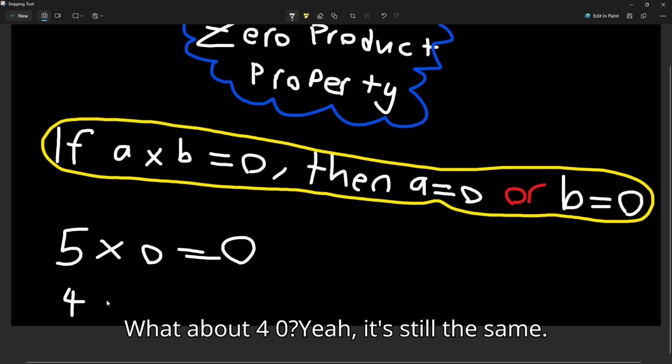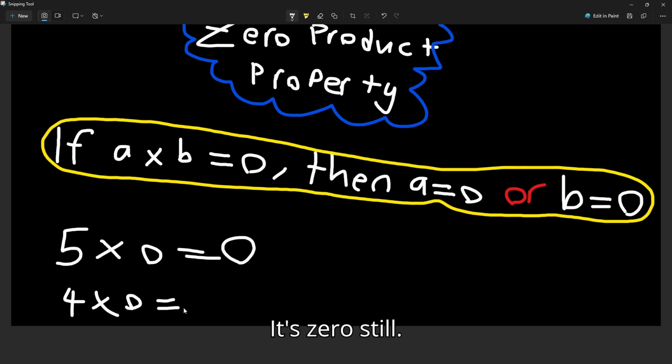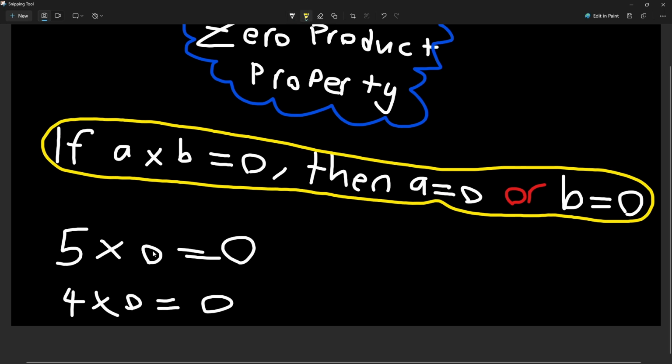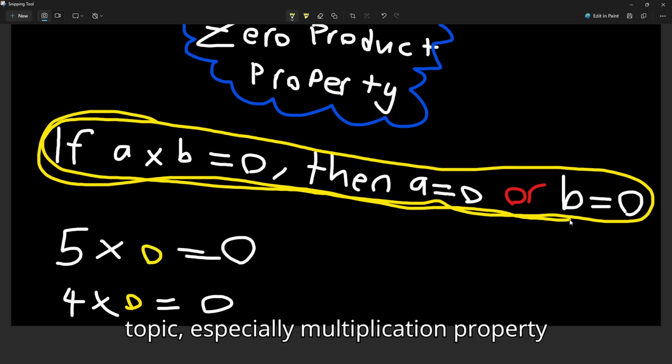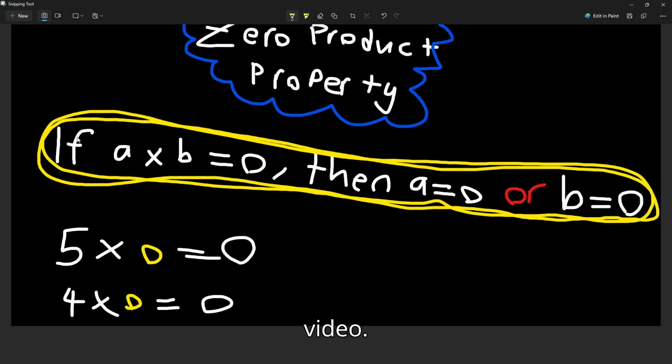What about 4 times 0? It's still the same, it's 0 still. It's very important to know this kind of topic, especially the multiplication property and addition property from my other last video.